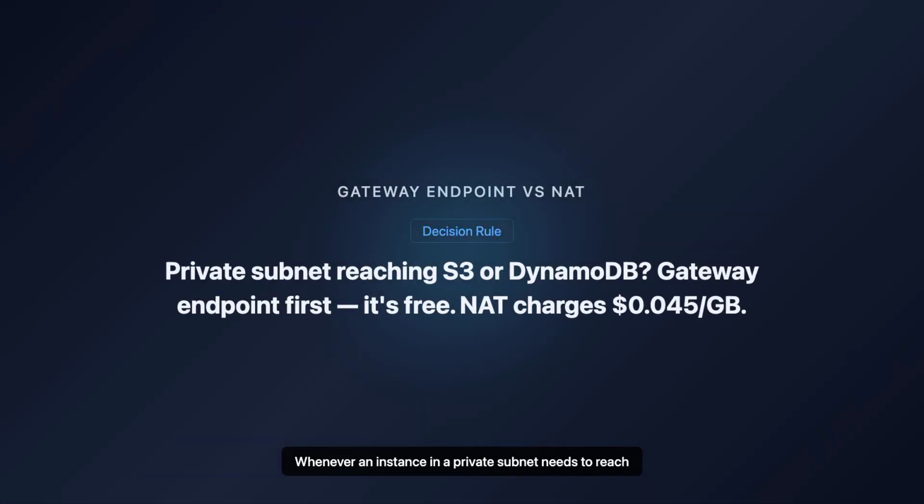Whenever an instance in a private subnet needs to reach S3 or DynamoDB, reach for a gateway endpoint first. It costs literally nothing. No hourly fee and no data charge. Route that same traffic through a NAT gateway and you're paying 4.5 cents per gigabyte for no reason. For S3 and DynamoDB from a private subnet, the gateway endpoint is almost always the answer.